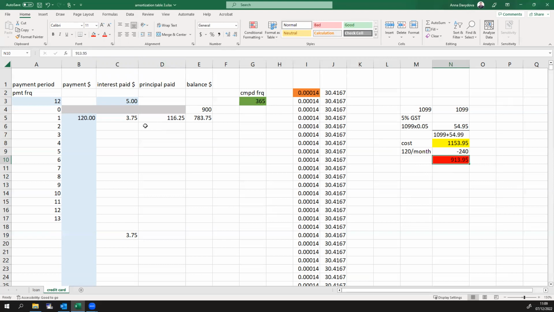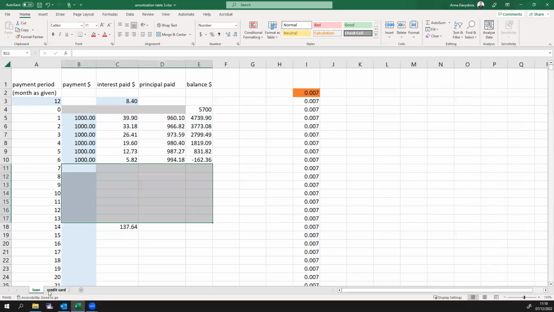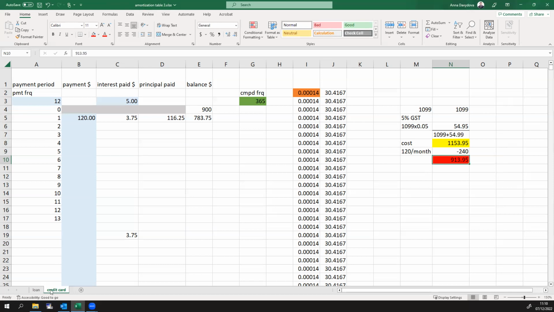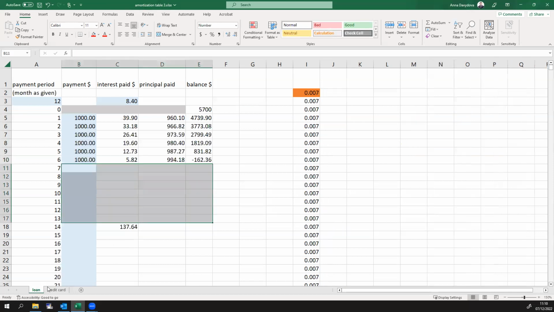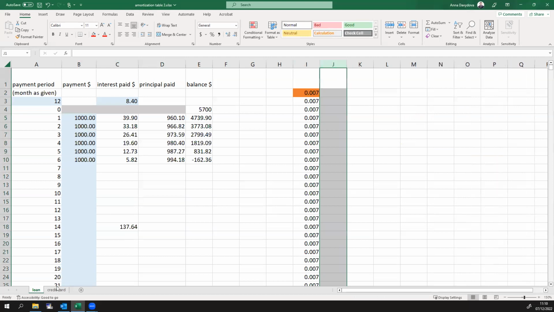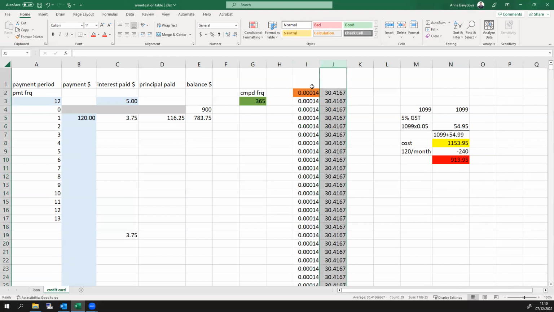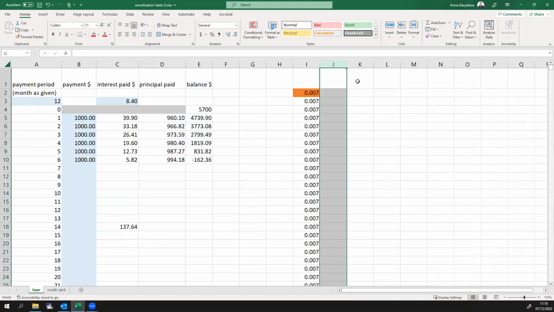Now that's where my Excel table comes in handy. The new Excel table is amortization table 3, which has been uploaded on Teams. You have to download it and save it before you can start using it. I need the tab that's credit card. If it's not renamed, it's the one that has 2 columns, I and J.